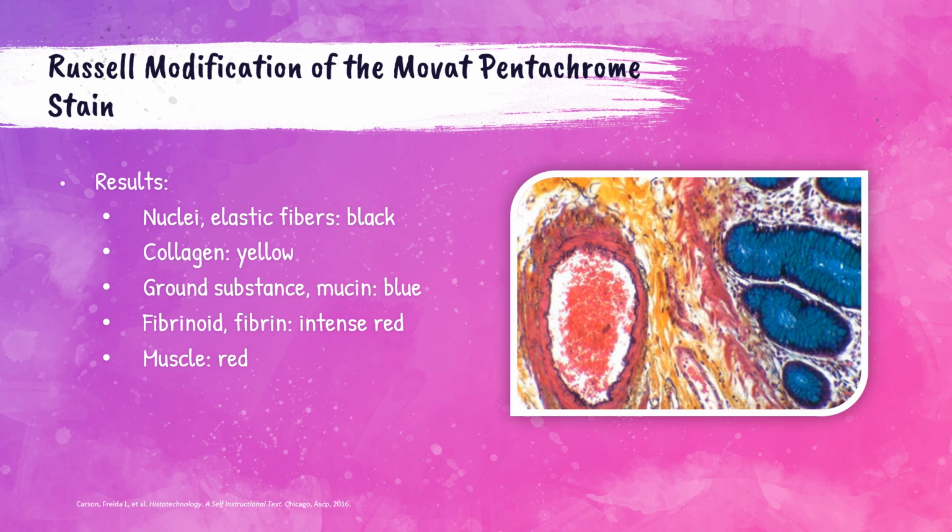So the photo on the right-hand side of the slide shows a colon tissue section that is stained with the Russell modification of the Movat pentachrome stain. The mucin and the goblet cells are these blue structures here. So blue, that's going to be the mucin and the goblet cells. The red stained elements, those are smooth muscle cells. The yellow stained elements, which are here, those are collagen, and then all this black that can be seen here, those are the elastic fibers that are present within the tissue.